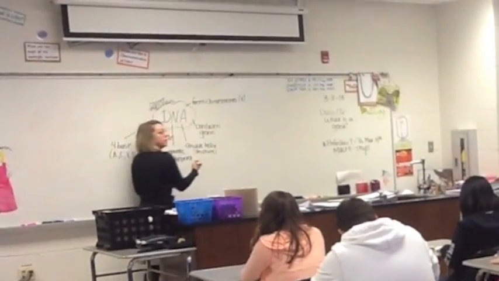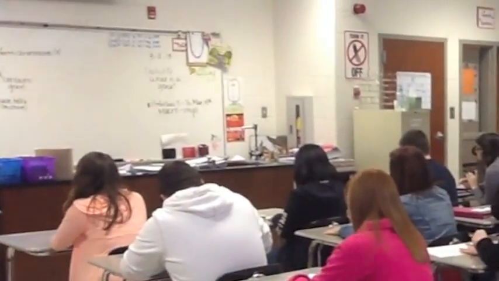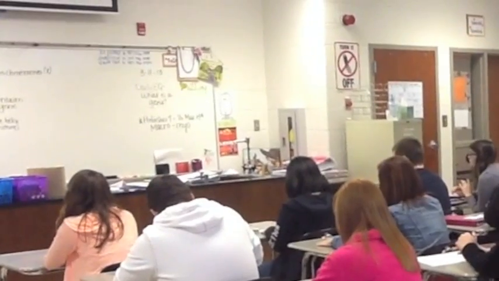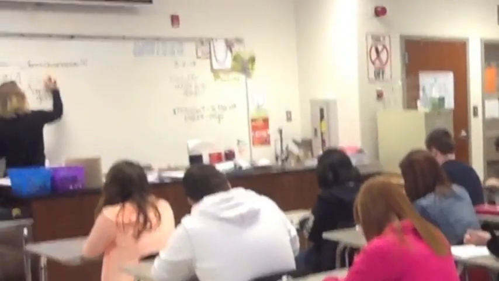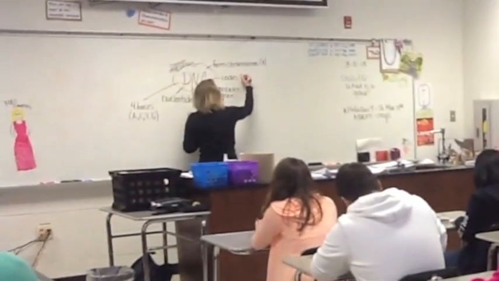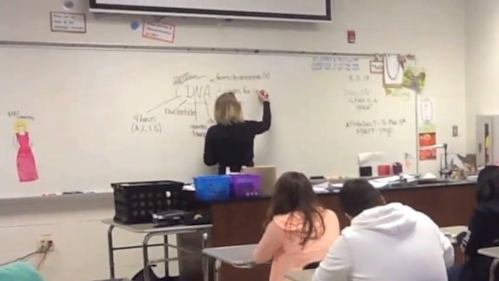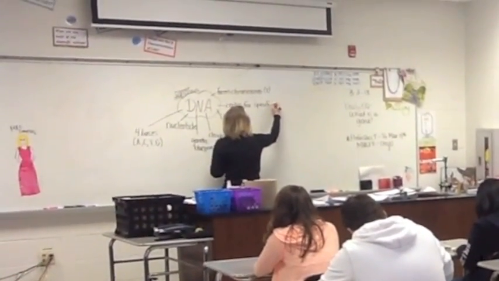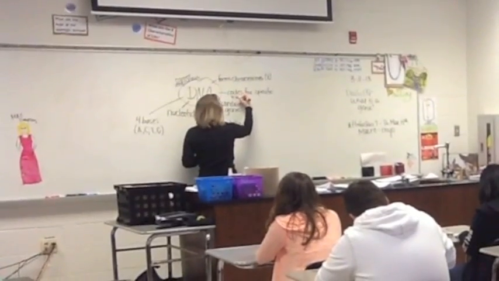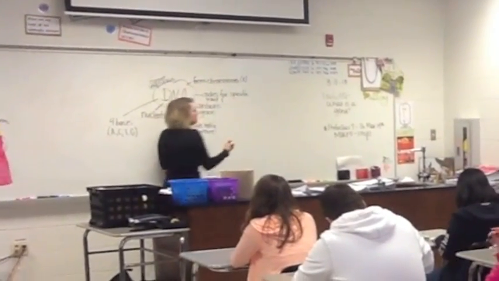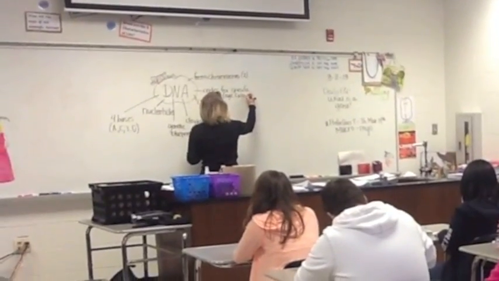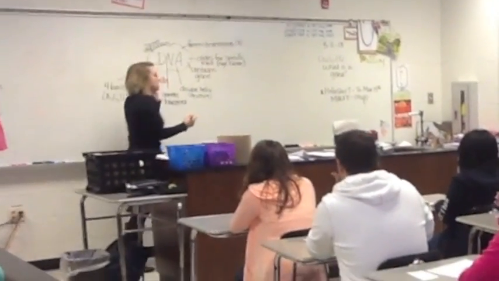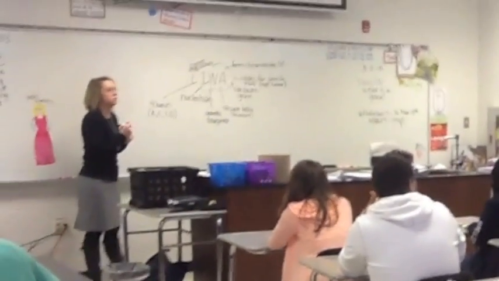All right, Amari and Luke, what do y'all have? Anything different? Okay, so it codes for specific traits. And what would be an example of a trait that it would code for? Eye color. Good. And remember, that is also related to a gene. A gene is a segment of DNA. Okay, what else? You got anything else?